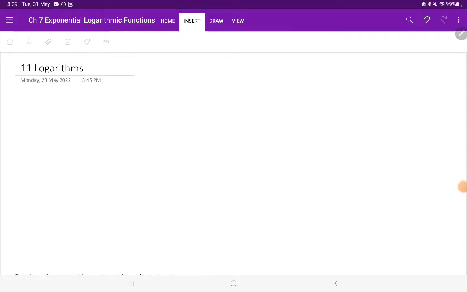Alrighty, welcome. So today we're going to be looking at logarithms. Now I think some people get the idea that a logarithm is a really scary thing. However, in the end, it is just another tool in our belt.